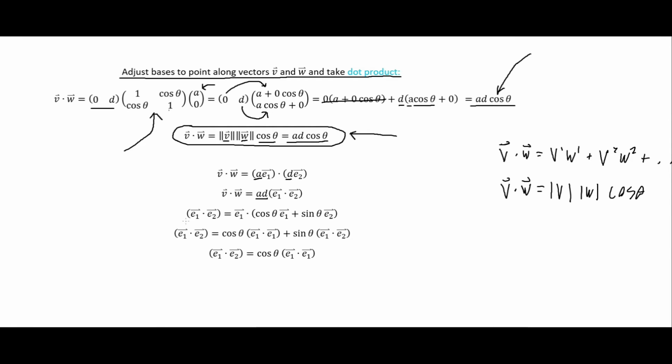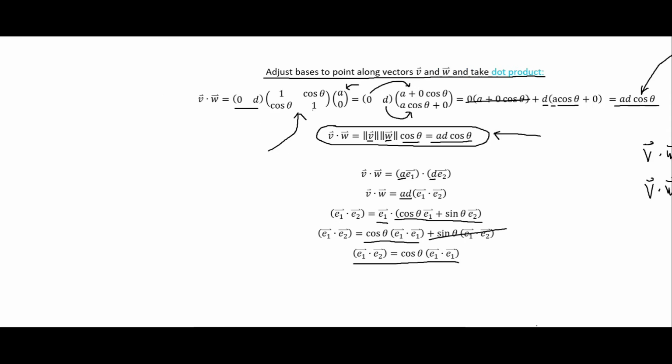And so our e1 dot e2, remember, is our e1 dot the cosine theta e1 plus sine theta e2. And so once again, this goes to 0, and that just gives us our e1 dot e2 equals cosine of theta times our e1 dot e1 here. And so that, once again, is just another way of thinking about it, but in terms of the basis vectors of our dot product.